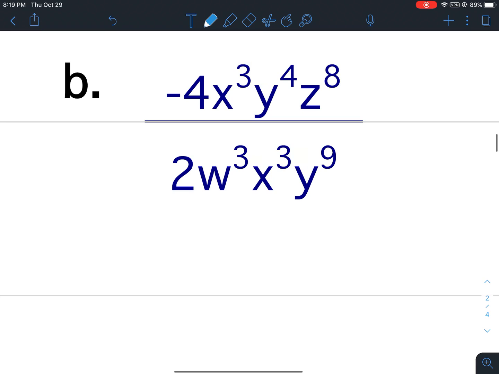For B, I don't have any negative exponents. All my exponents are positive, so I'm not going to move anything. I'm going to go right to dividing.